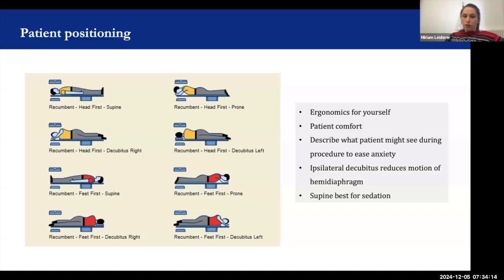Sometimes you can also, if you feel like your patient is very anxious, try and shield them from seeing the procedure with drapes and things like that. Some people use ipsilateral decubitus positioning to reduce the movement of the hemidiaphragm, for example, in liver biopsies or in lung biopsies.